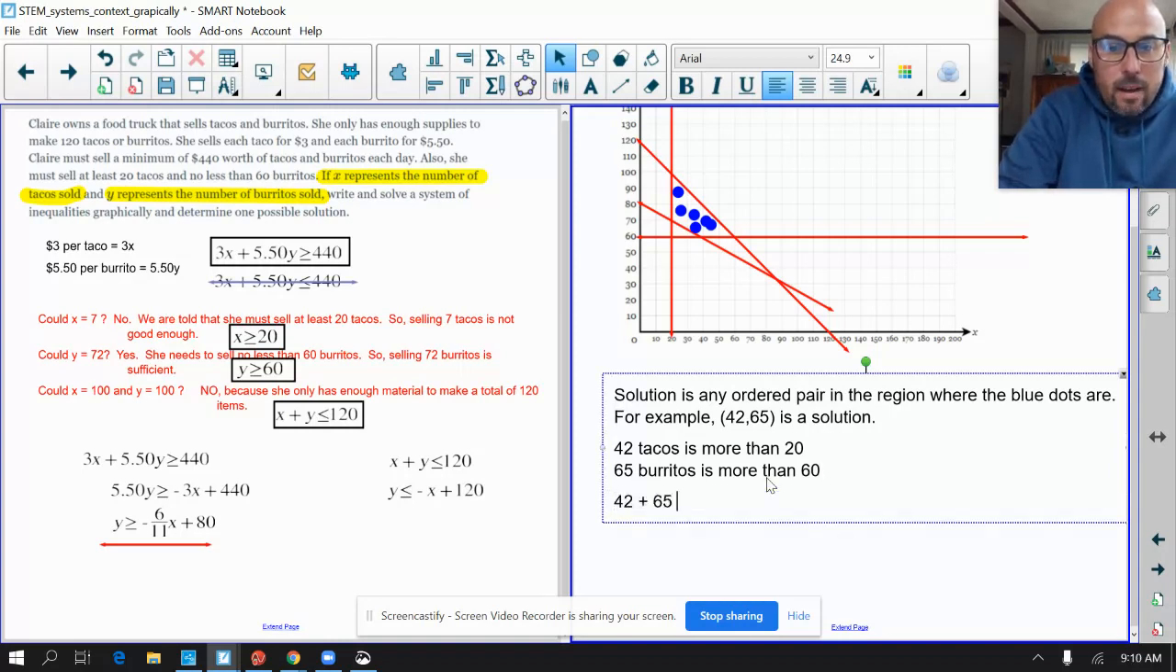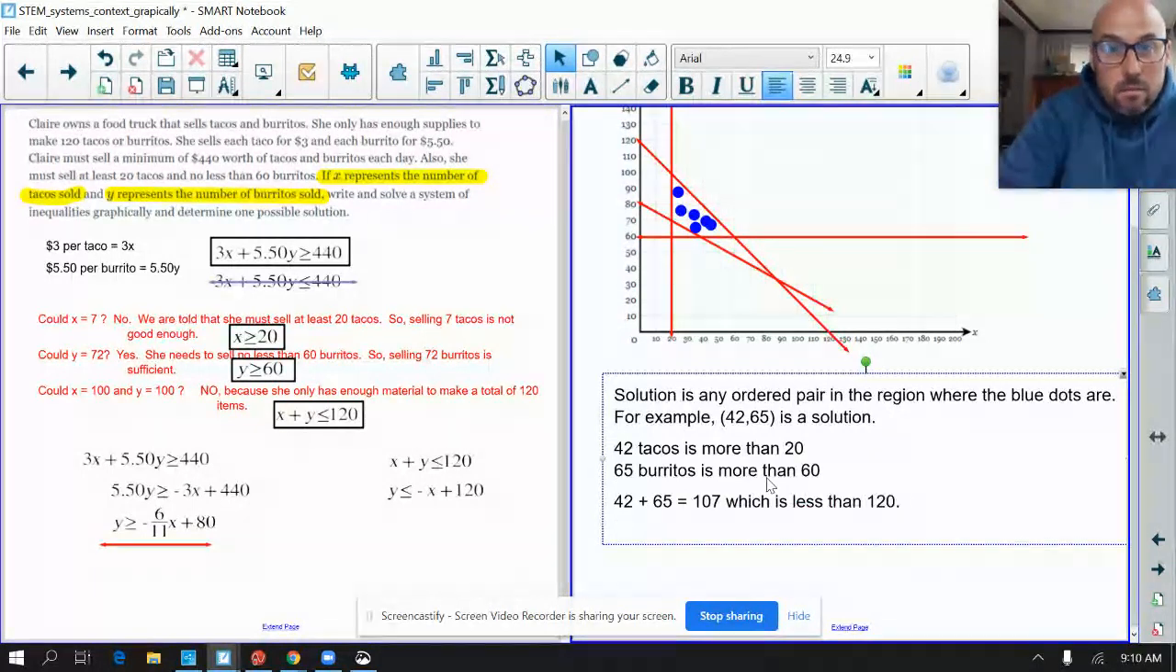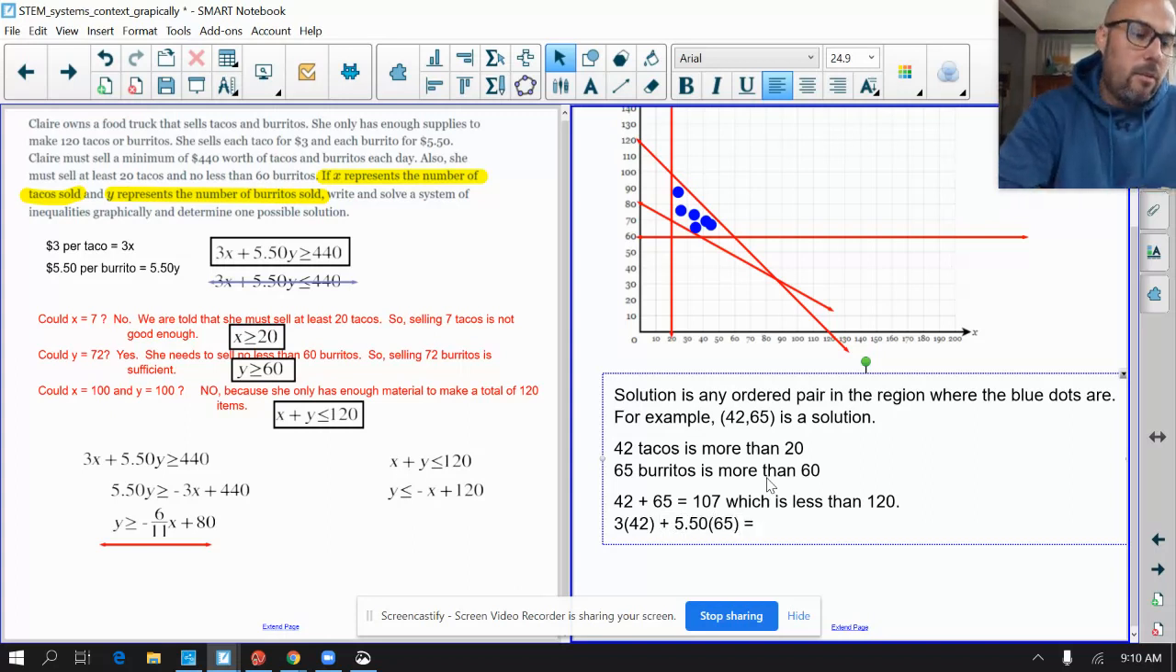42 plus 65 equals 107, which is less than 120. Remember, she can only make 120 items of food in total. And now the money. Did she make at least $440? Let's see. 3 times 42, $3 per taco, plus $5.50 per burrito is 3 times 42 plus $5.50 times 65, is $483.50.